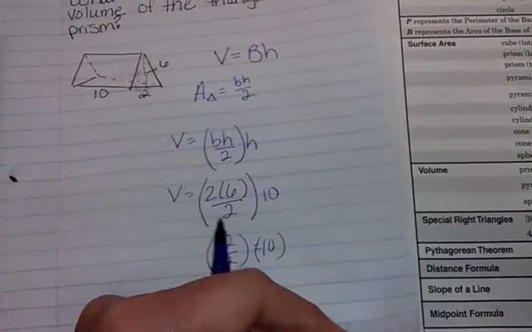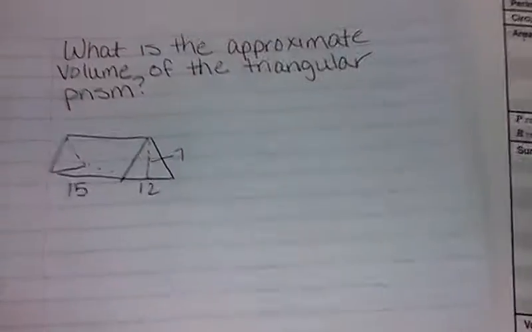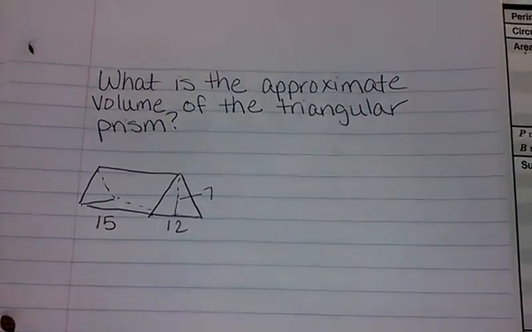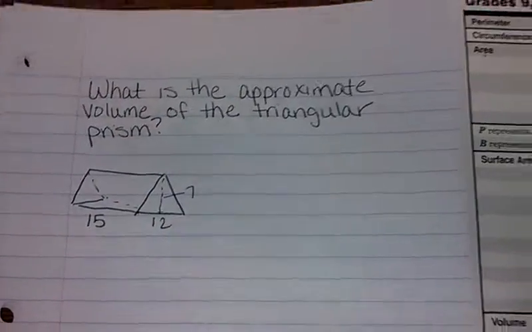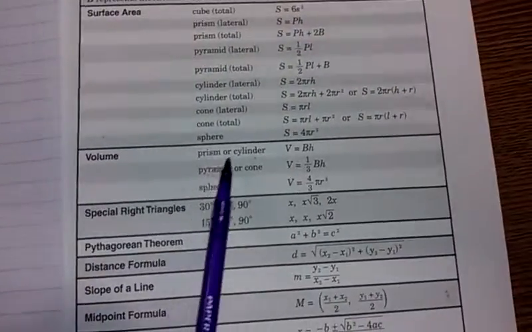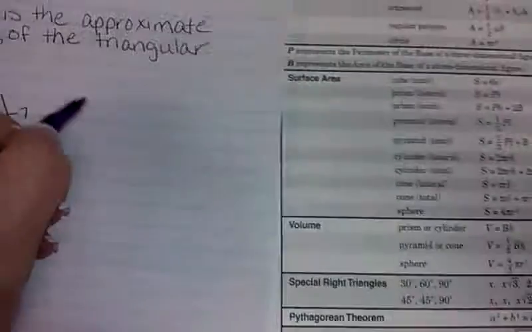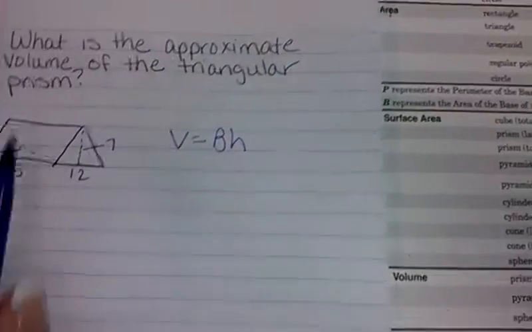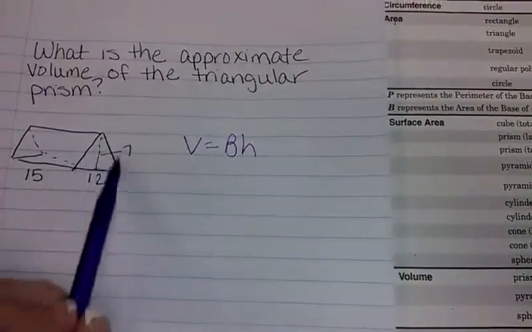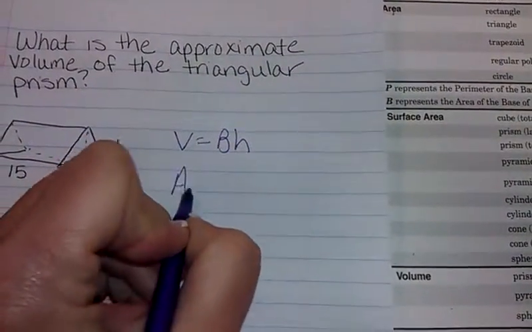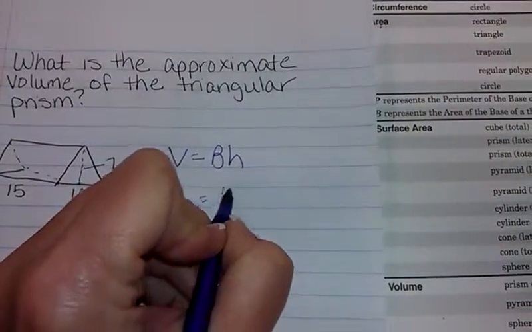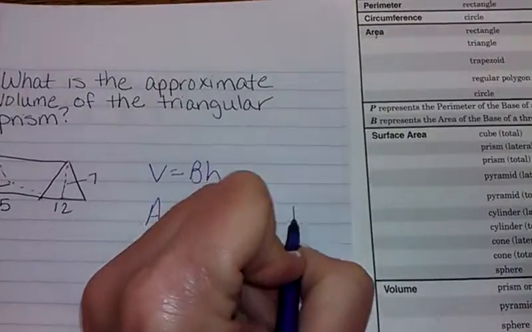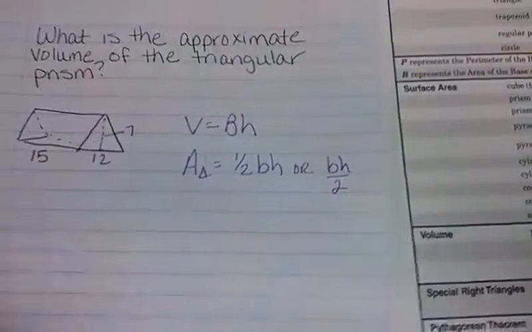Try another one. Pause the video and come back and see how you did. Alright, volume of a triangular prism. I've got V equals big B times H. The triangle is the base. Area of a triangle is 1/2 base times height, or base times height divided by 2.